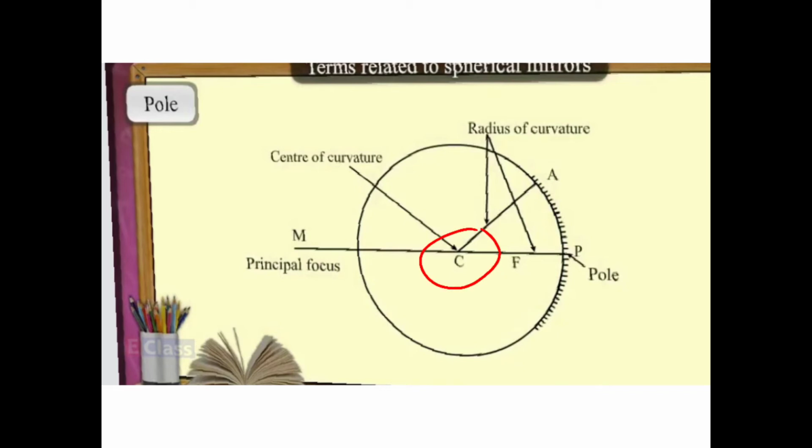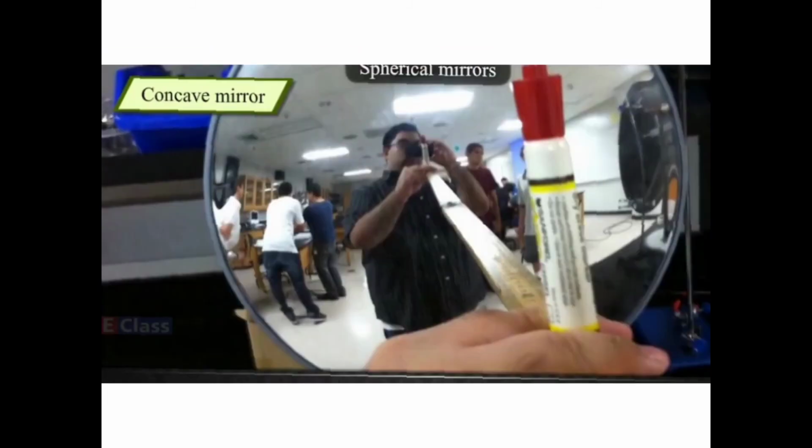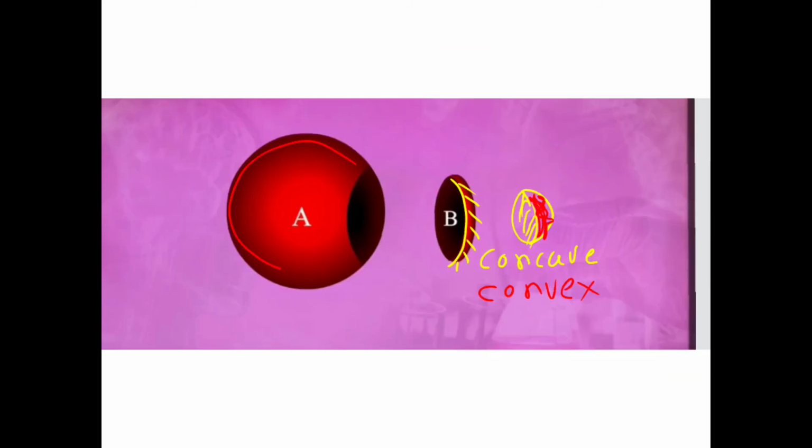Do you see this part? This is the center of curvature. Now children, as I explained to you, all mirrors are a part of a sphere, and this sphere has a radius. So this is the center and this is the radius. The center of the sphere is called the center of curvature, and the radius of this sphere is called the radius of curvature.